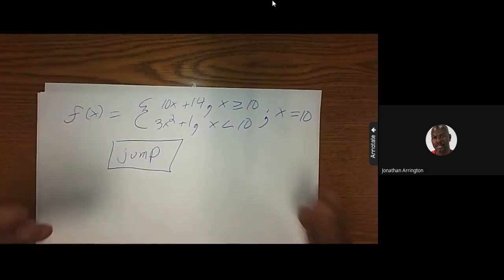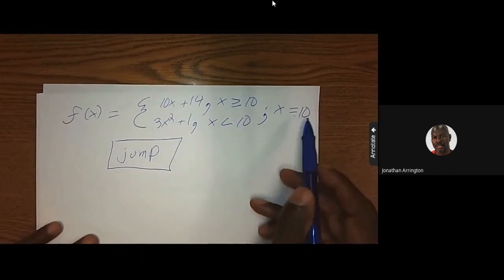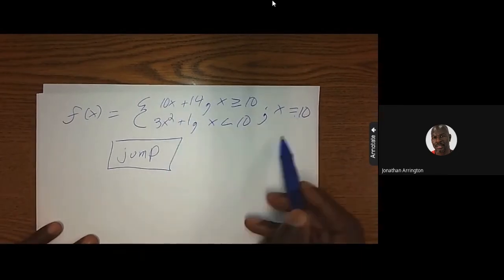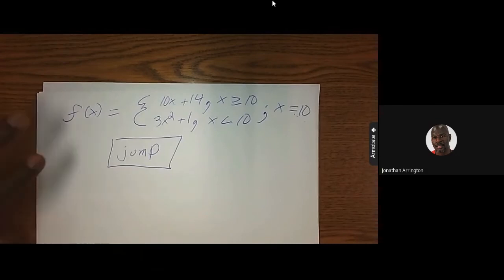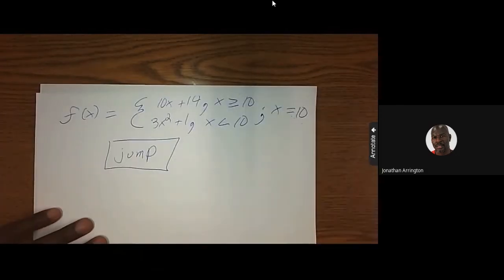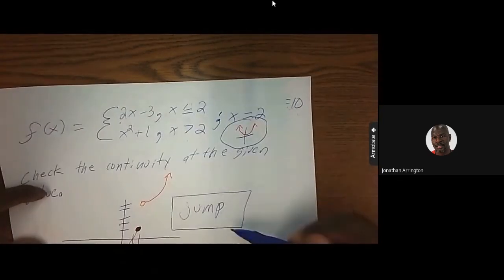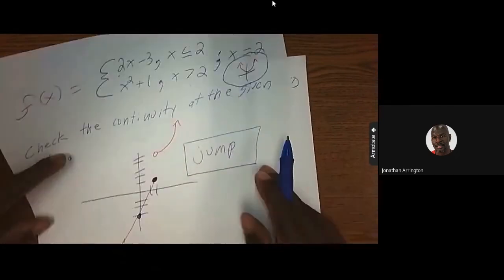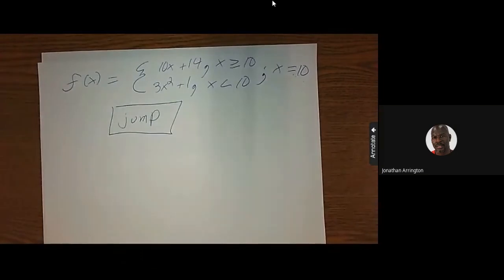Now, technically, I should be careful, and I should check that if I plug in 10, I don't get equal values, and I don't. If I plug in 10 for x here, it's 114. I plug in 10 for x here, it's 301. So technically, you should check that, but quite honestly, that case is not going to occur. So really don't have to waste time checking that. So just the fact that you see this less than, greater than, you know it's going to be jump. And that's simply from understanding how the graph looks when you have less than and greater than symbols.